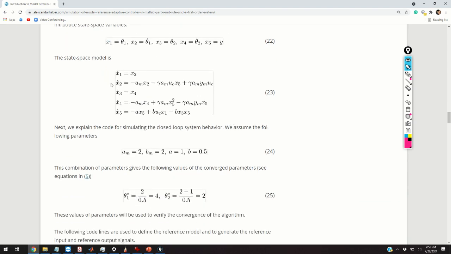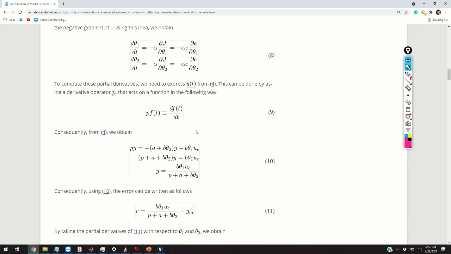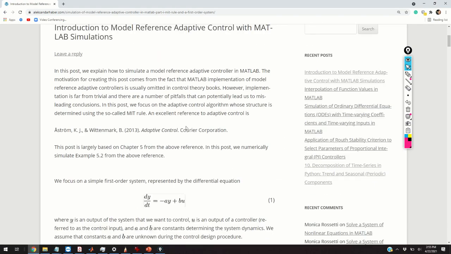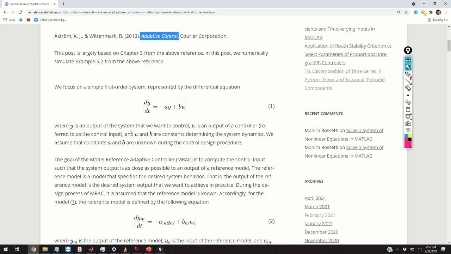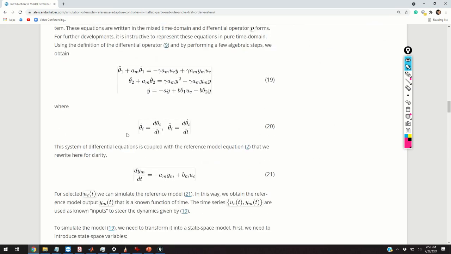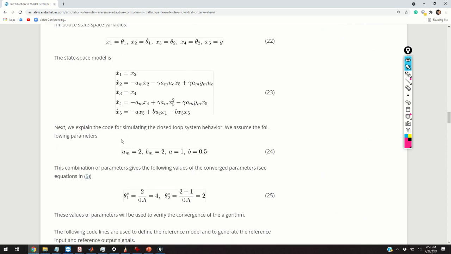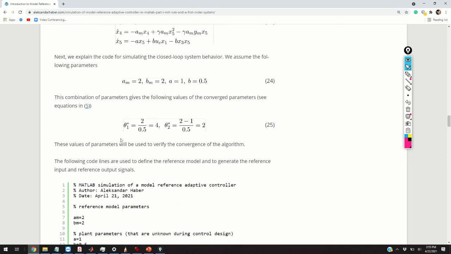Okay, so this is our state space model, and let us simulate its behavior. I'm just taking one of the examples from this book, from a famous reference on adaptive control by these two very well-known authors. The example number is 5.2. So I'm taking the same variables, and I'm simulating the system dynamics.